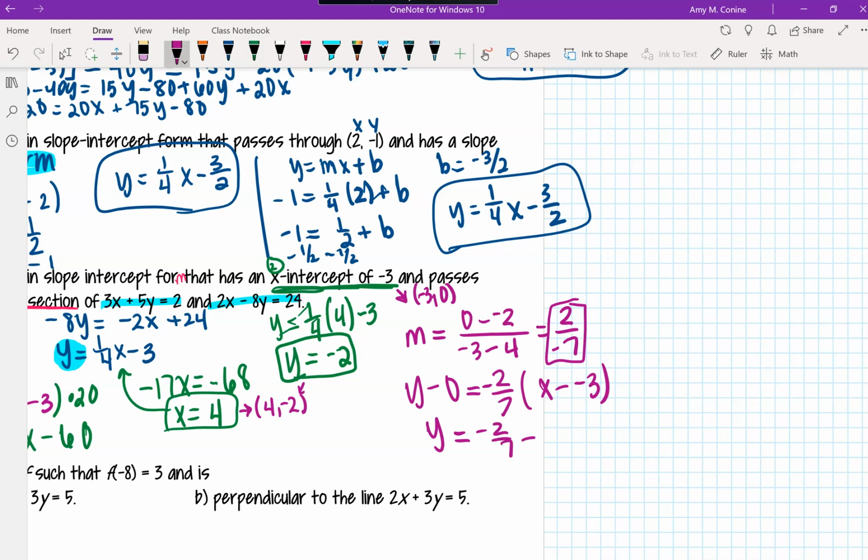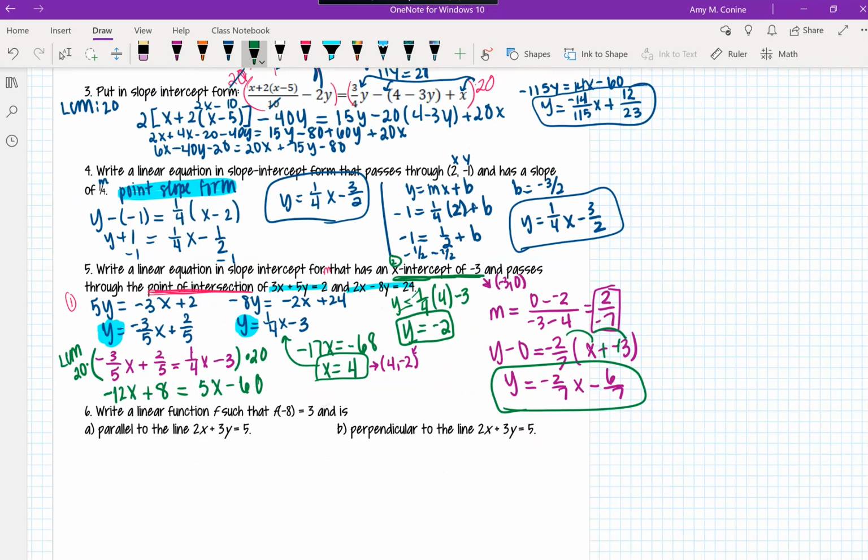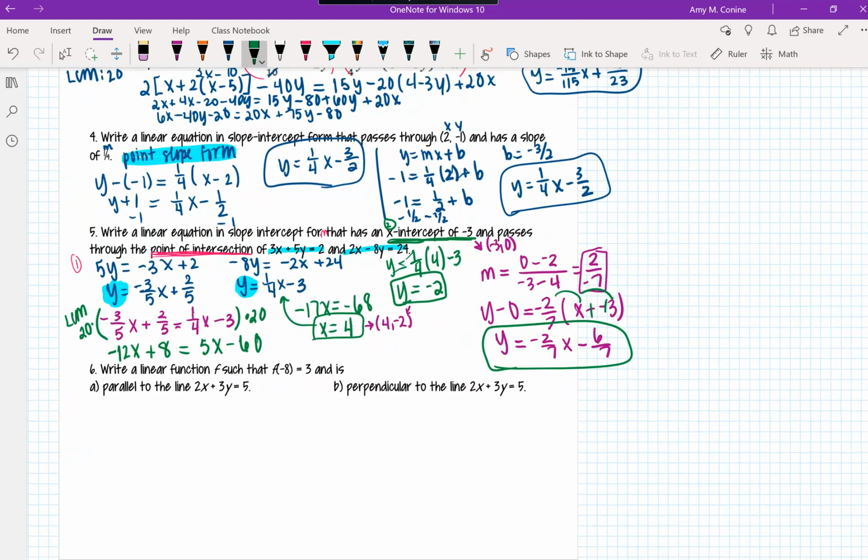-2/7 x, all right, x minus 6 over 7, because this changes to a plus and then you multiply, so then you get -6 over 7. Okay, so that would be the answer that we're looking for. And again, if something's not coming out right, you're not figuring it out, please let me know. Or if I did something wrong, again, please let me know.